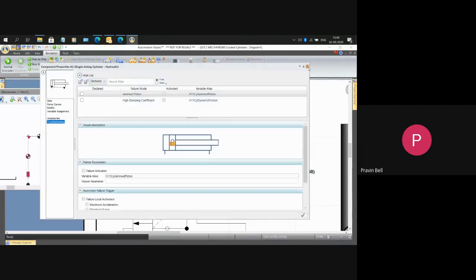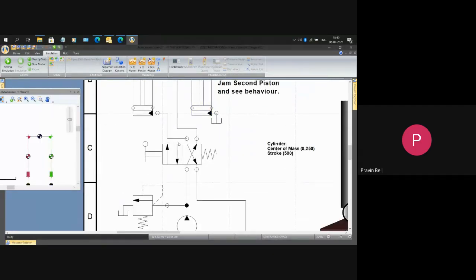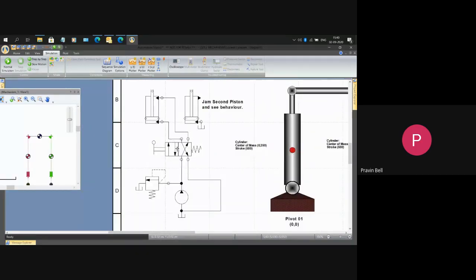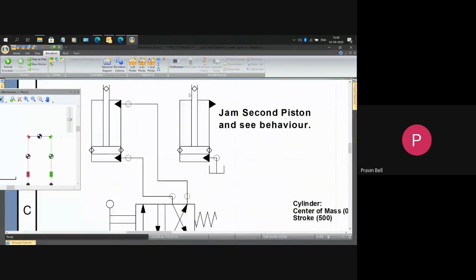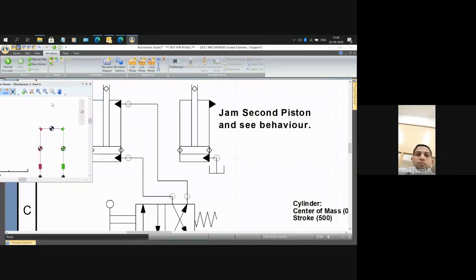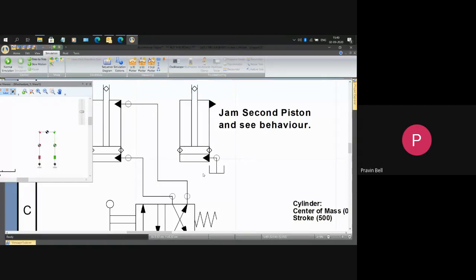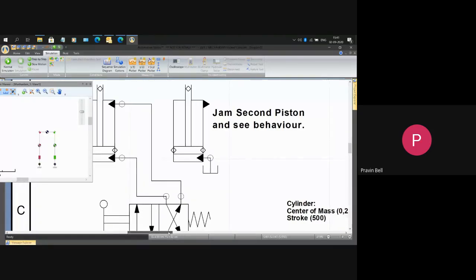Now see, in this circuit, there are two circuits. The circuit on the left-hand side has got a pump, valve, and a piston attached. The right-hand side circuit is a free cylinder. Can I continue? Okay. So these are two cylinders which are totally separate from the circuit point of view.